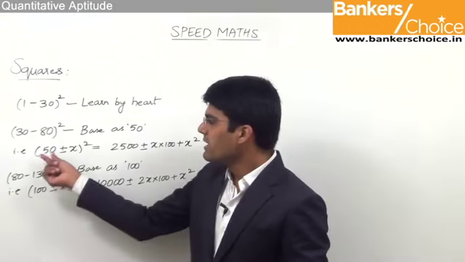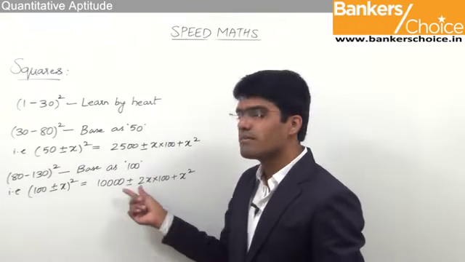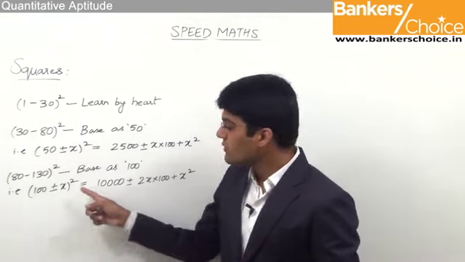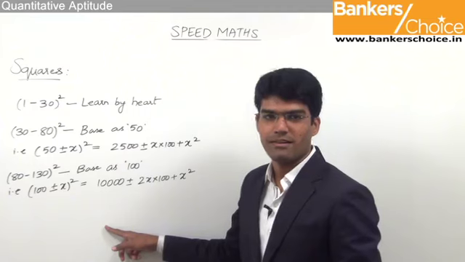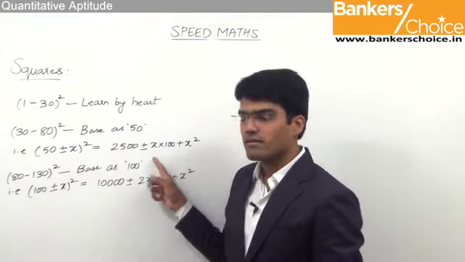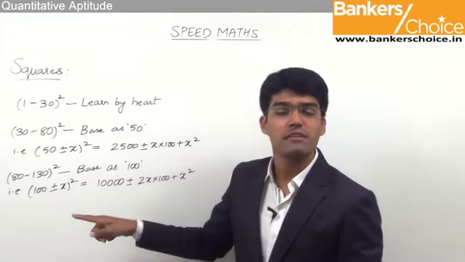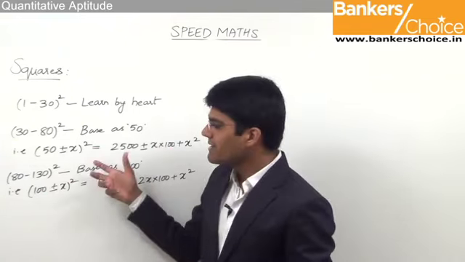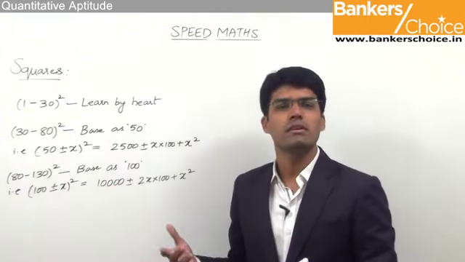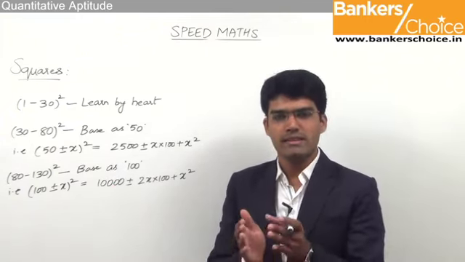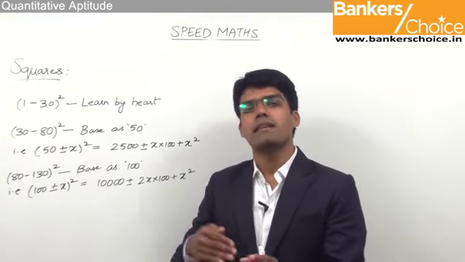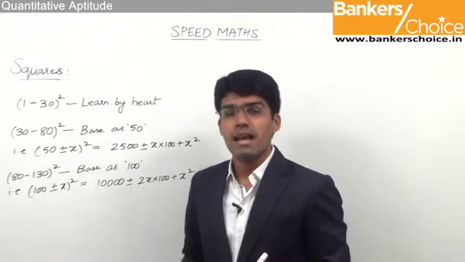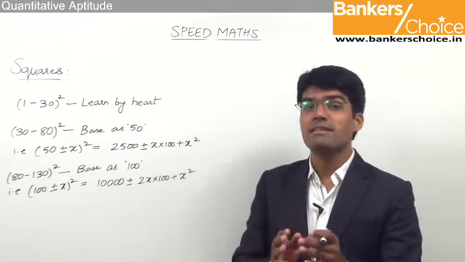So the point here is, depending on the base, the first and the second terms will be changing. For 50 we have 2500. For 100 we have 10,000. So for 150 we will have 22,500. For 50 it is x into 100. For 100, 2x into 100. So for 150 it will be 3x into 100. And the last term is always x squared. So likewise, if you practice, finding out squares of any number beyond 130 can also become very easy. Either consider the base as 150, or you can take it as 200, 250 and so on. Now the next point is how to find squares of numbers ending with 5.